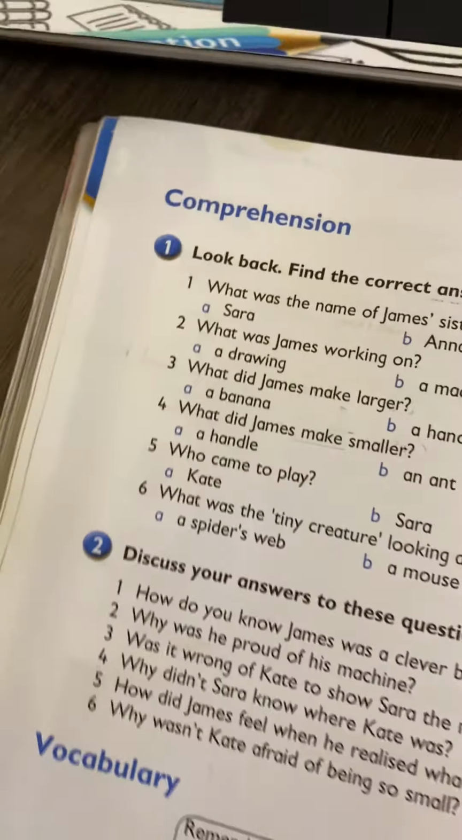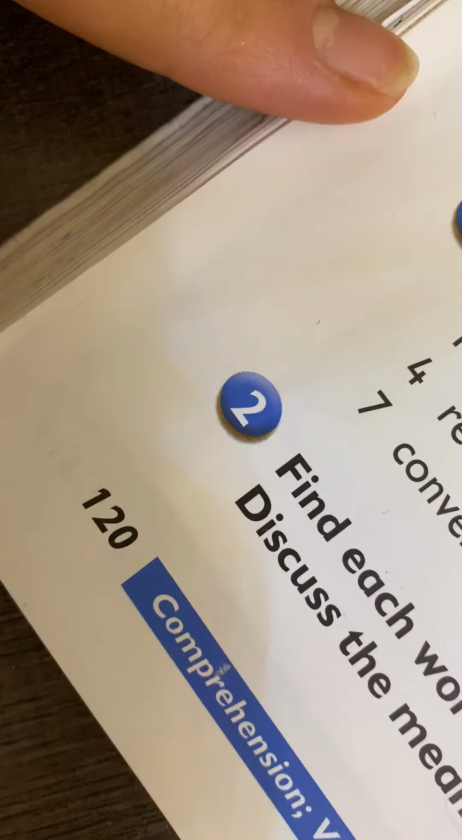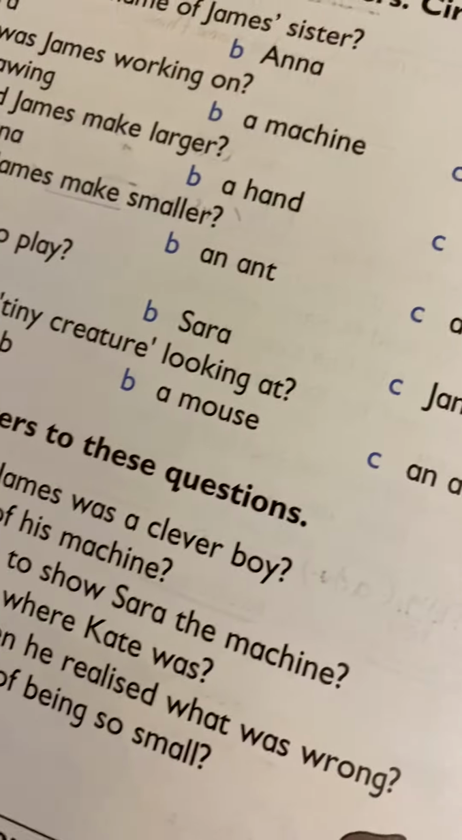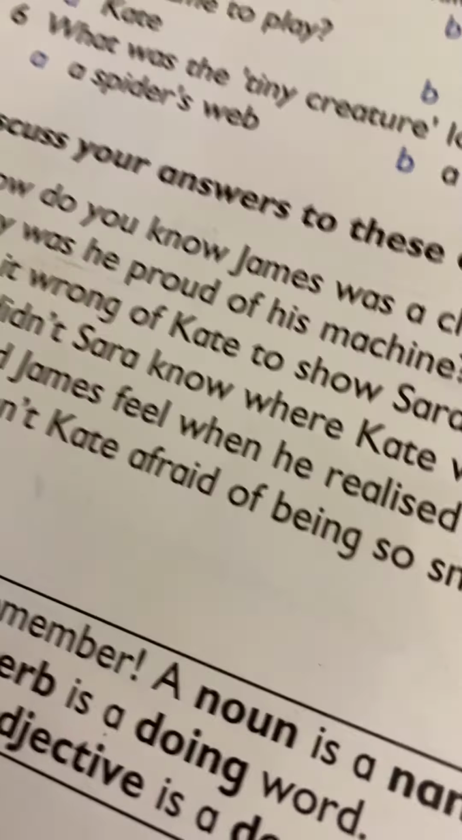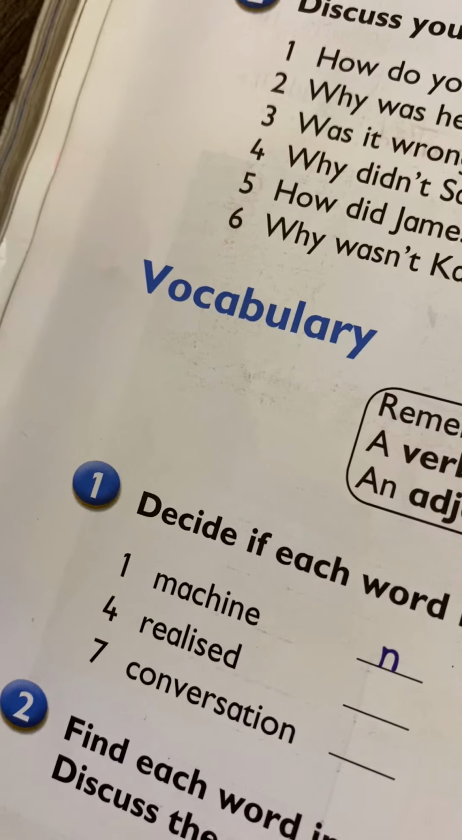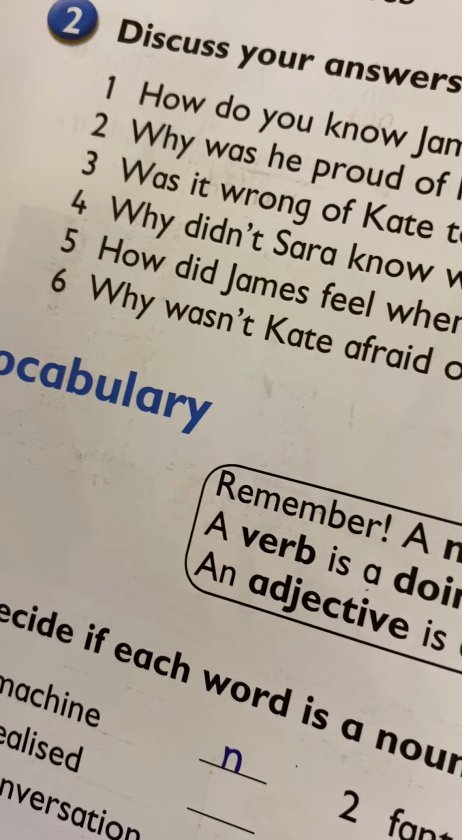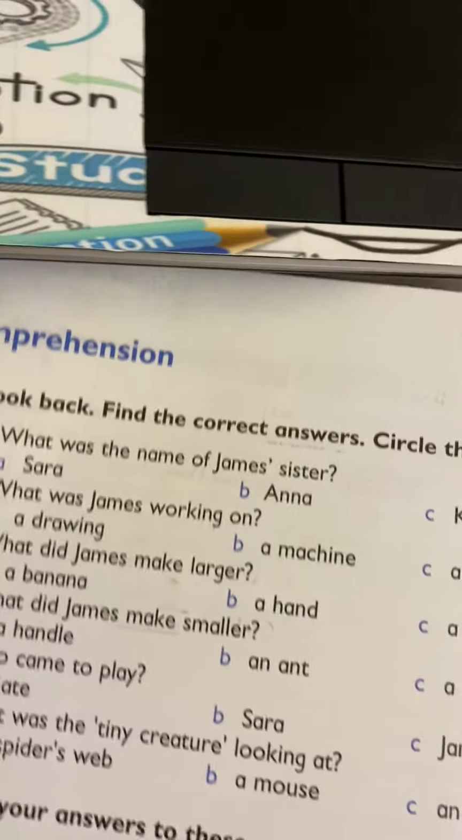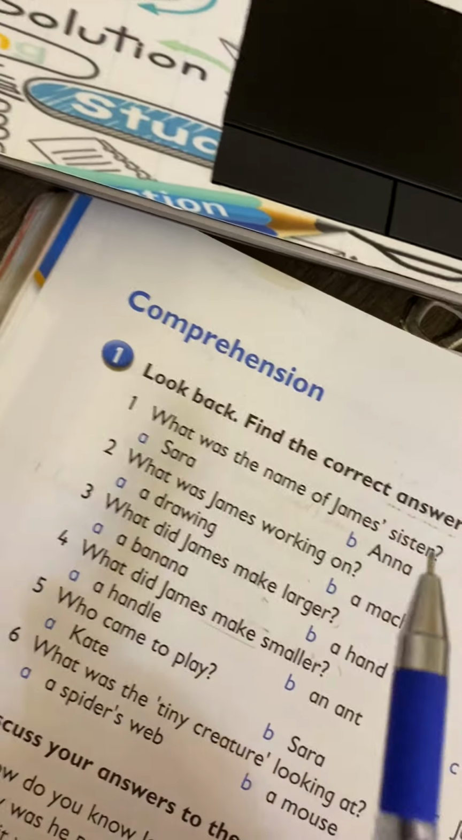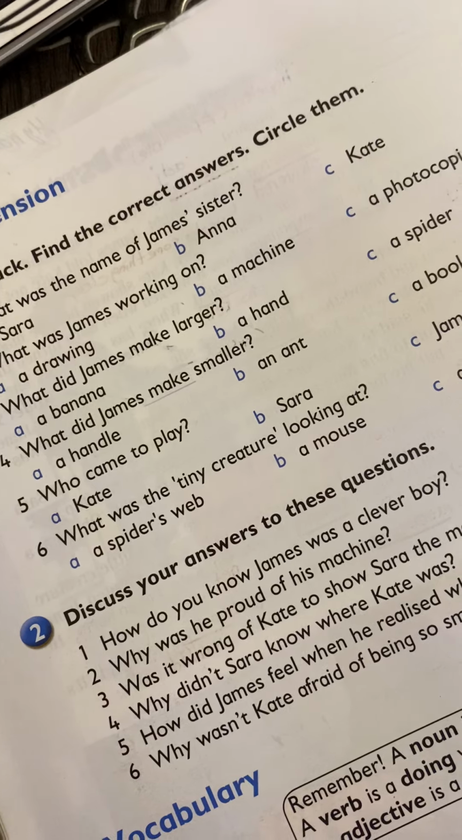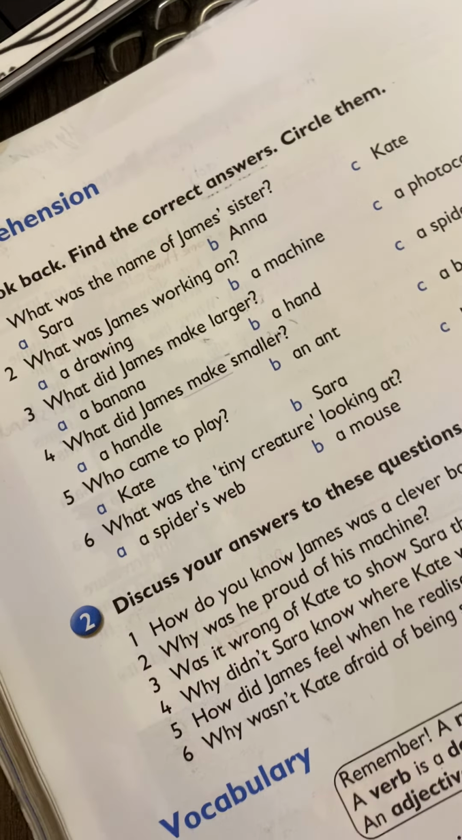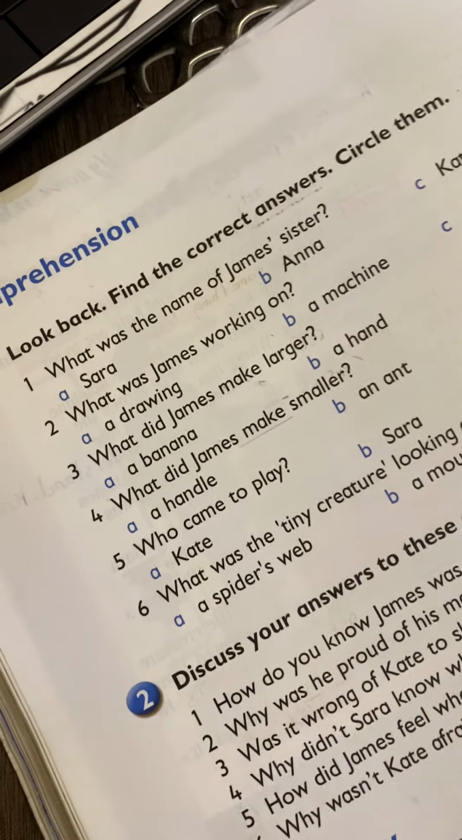Now we will answer page 120. So please open your language book, page 120. We will answer the comprehension exercise. The exercise is look back and find the correct answer and circle them. So we want to circle the correct answer.